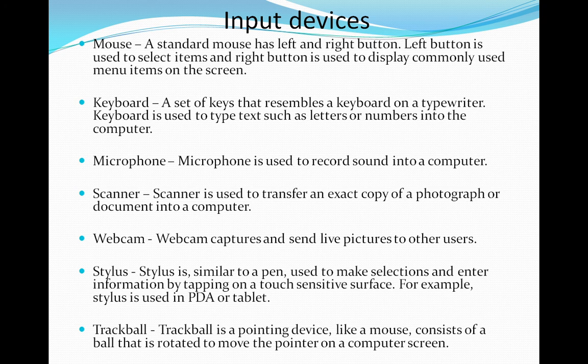Here are some input devices. First one is mouse. A general standard mouse has left and right buttons. The left button is used to select an item and the right button is used to display a commonly used menu on the screen. Keyboard contains a set of keys which are used to provide input to the computer system. Microphone is generally used to record sound or to use the sound option in a computer system. Scanner is generally used to transfer an exact copy of a photograph or document into a computer. Webcam is generally used to send live pictures over the internet.